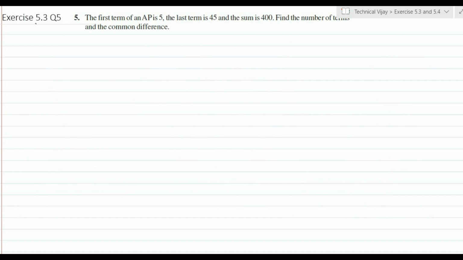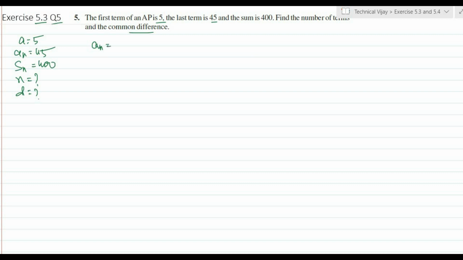So here exercise 5.3, in that question number 5. The first term of the AP is 5, that is A is equal to 5. And the last term is 45, that is AN is equal to 45. And the sum is 400, that is SN is equal to 400. So find the number of terms and the common difference, that is N is equal to what and D is equal to what.